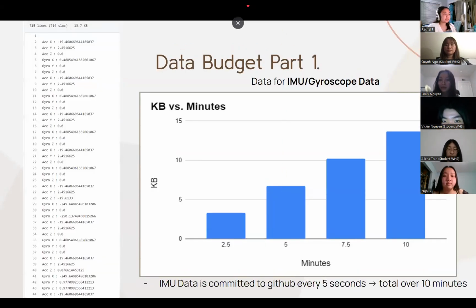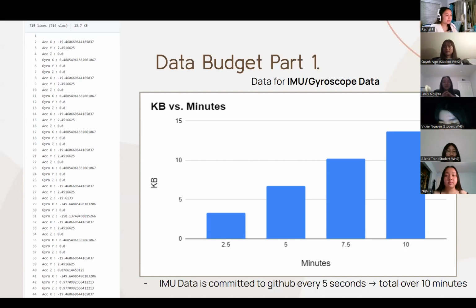Okay, so let's get into the data budget. The only data that our team can really think of that we need for the CubeSat is going to be the IMU and gyroscope data, along with the pictures needed where we can process it with the OpenCV code to see if we can detect any colored plastic. But let's start with the data budget for the IMU or gyroscope data.